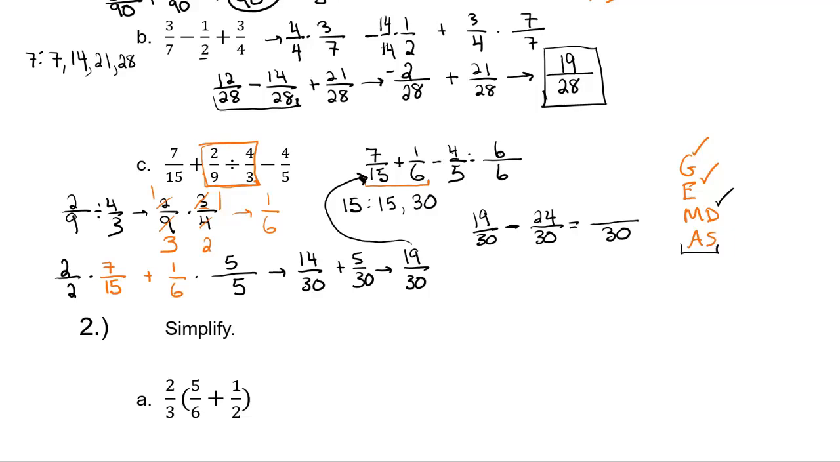So 19 minus 24 gives me negative 5. We need to pause. Is that fully reduced? No. 5 goes into both the top and the bottom. So I'm going to divide by 5, and I get negative 1 over 6. And that is my final answer.